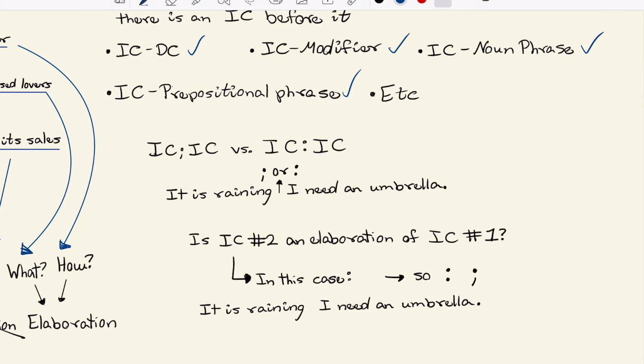When you have two independent clauses, how do you know when to separate it using a colon or a semicolon? In this sentence, it is raining, I need an umbrella. We need to separate the two independent clauses, it is raining, and I need an umbrella. And so, to find out whether we use a colon or semicolon, we need to ask ourselves, is independent clause number 2, I need an umbrella, an elaboration of independent clause number 1? In this case, it is not. And so, we don't use a colon, but a semicolon. And so the sentence would be, it is raining, semicolon, I need an umbrella.